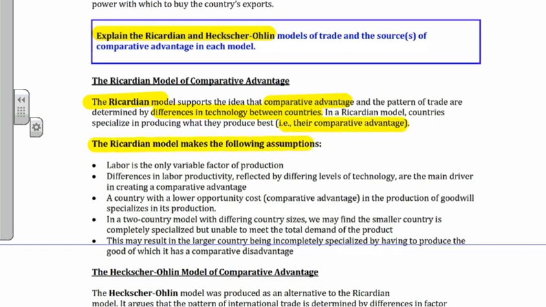The Ricardian model makes certain assumptions, as do most economic models, guys. Labor is the only variable factor of production. Differences in labor productivity, what are they? If we're only considering one factor, what's it due to? Technology. A country with a lower opportunity cost in the production of a good will specialize in its production. In a two-country model, you might find the smaller country is completely specialized, but it doesn't help them so much because they're too small and unable to meet the total demand, because the total demand comes from much bigger countries. That might then leave the larger country incompletely specialized, because they can't make full use of their comparative advantage.